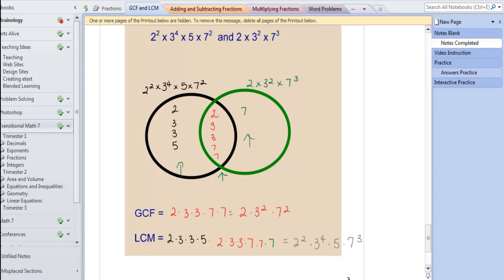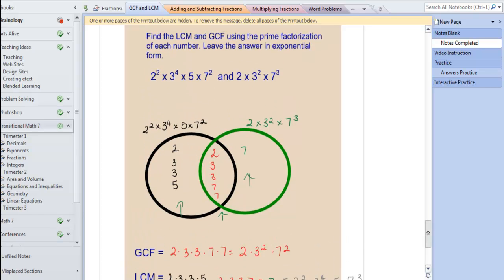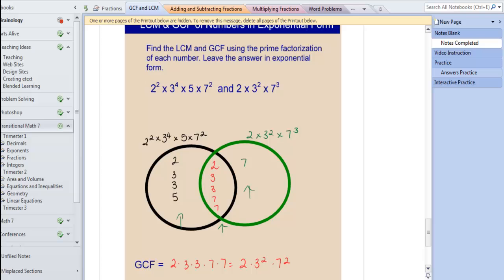So let's double check where this comes from. For the black, we have to have 2 2's, so let's look first at what they have in common. So what they have in common is they have 1 2 in common, so I'm left with a 2 there. They have 2 3's in common, so I'm left with 3 squared there. They have 2 7's in common, so I'm left with 1 7 there. So they have 2 3's and 2 7's in common, and then we're left with 1 7 for our green circle.